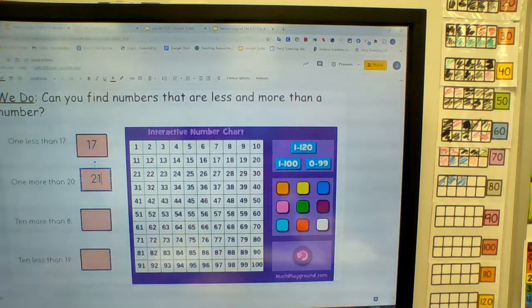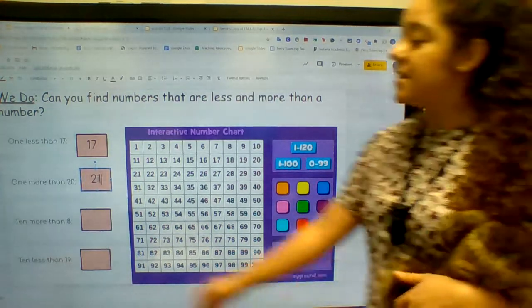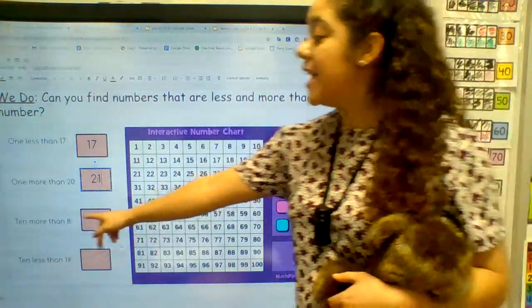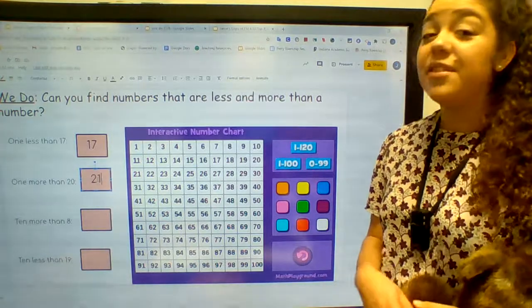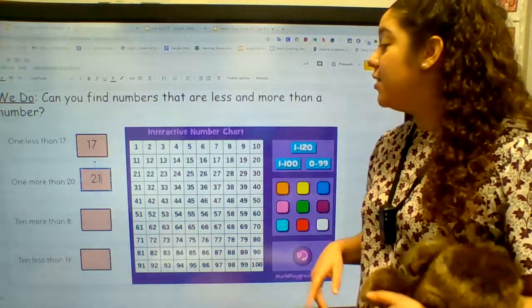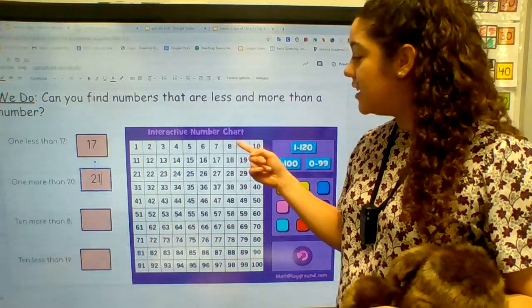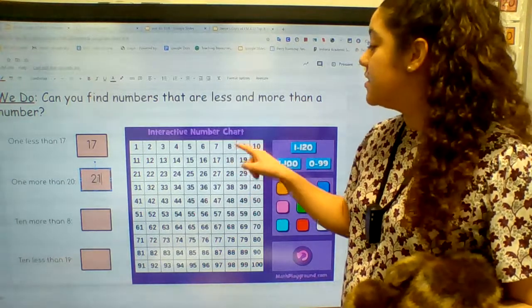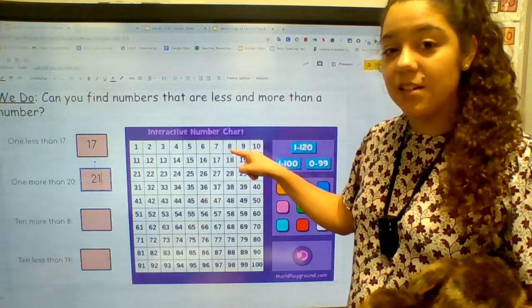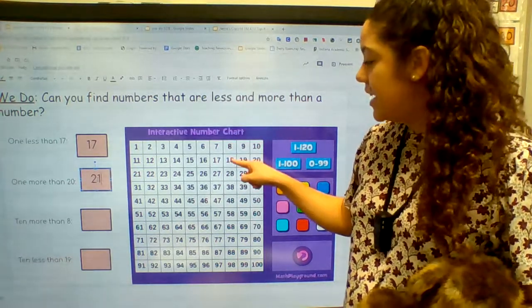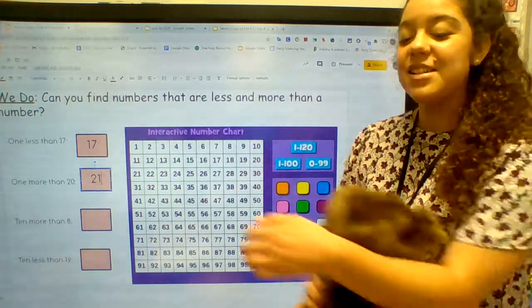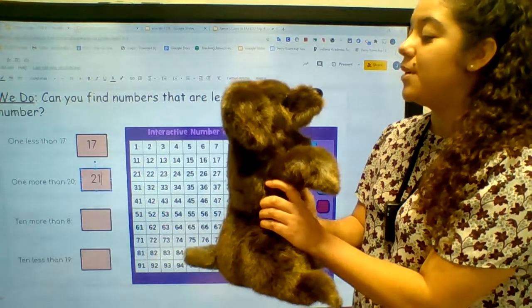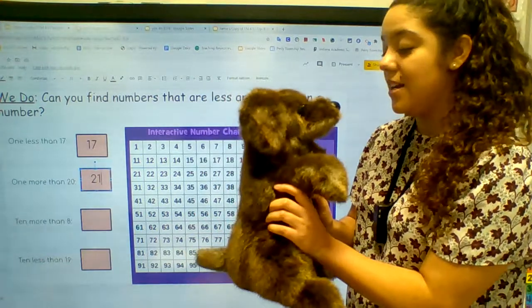We are going to try a more difficult one. The next one says to find the 10 more than 8. Whoa! So to find 10 more, you have to find 8 and then jump straight down. So here's the number 8, boys and girls. When I jump straight down, what number do you see? Turn and tell your neighbor, what number is 10 more than 8?